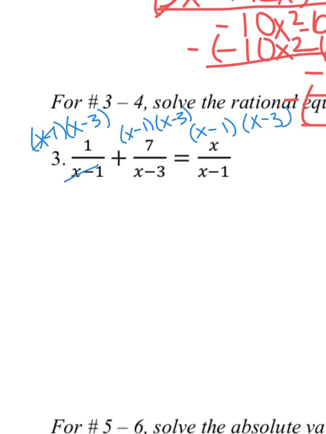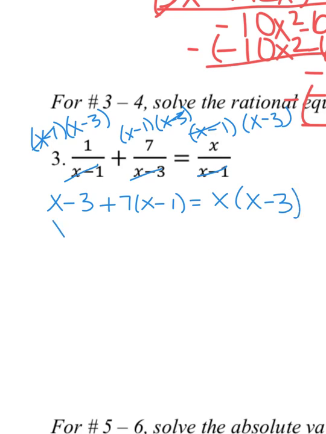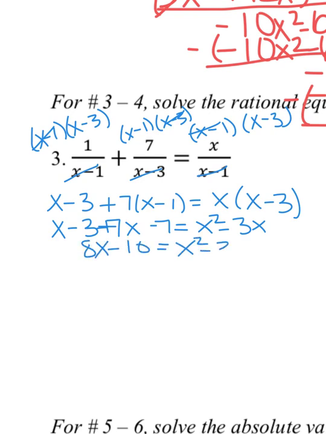So x minus 1's cancel. I have 1 times x minus 3. Then I have x minus 3 cancels. I have plus 7 times x minus 1 equals x times x minus 3. So this is x minus 3 plus 7x minus 7 equals x squared minus 3x. On the left side, this turns into 8x minus 10 equals x squared minus 3x. Set it equal to 0, x squared minus 11x plus 10.